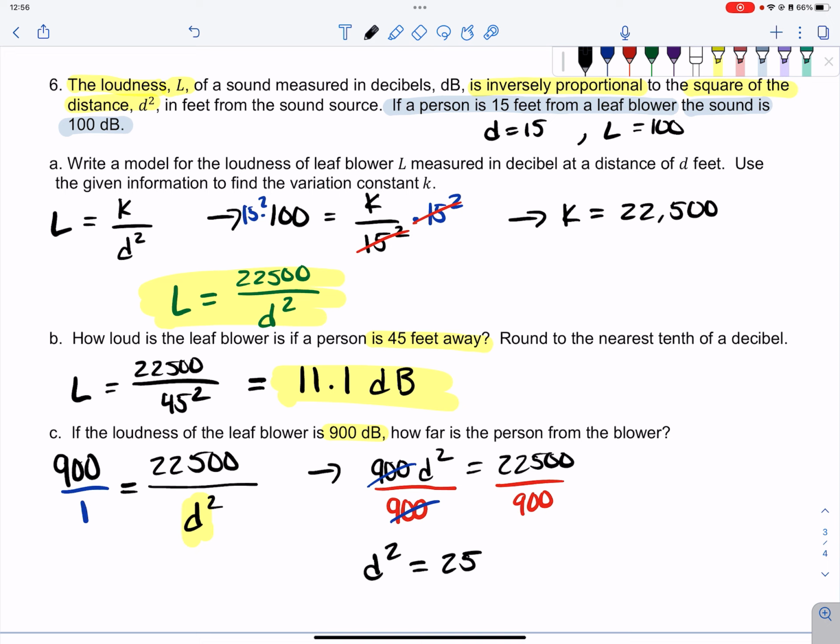Now we need to undo the squared. To undo that, we take the square root on both sides of our equation. This gives us that the distance is equal to the square root of 25, which is just 5. Our distance here is in the unit of feet. So if they have a loudness of 900 decibels, then they're very close to the leaf blower. They're only 5 feet away.